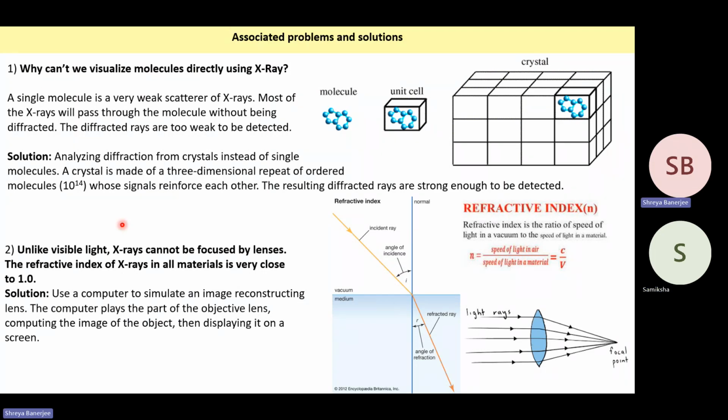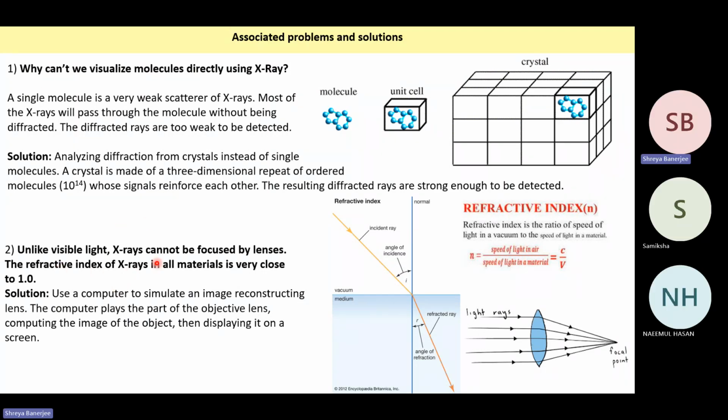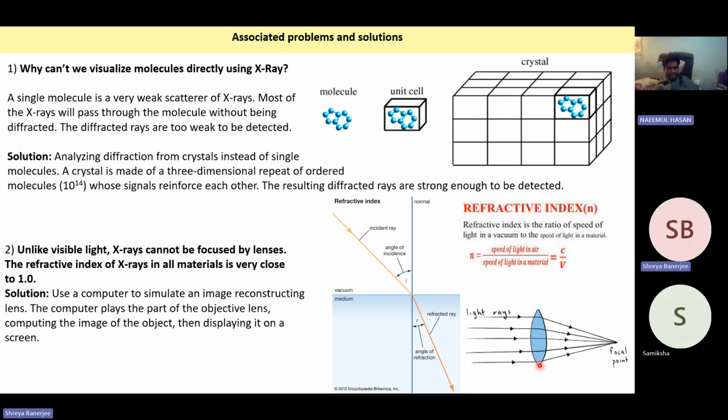Yeah. So the next thing is that unlike visible light, X-ray cannot be focused using a lens. In visible light, you can have a lens and there are light rays, and after passing through the lens, the light rays will all be focused at a focal point. That can help you magnify or reduce the image of something. That is how a normal light microscope works. But why can an X-ray not be used like this?